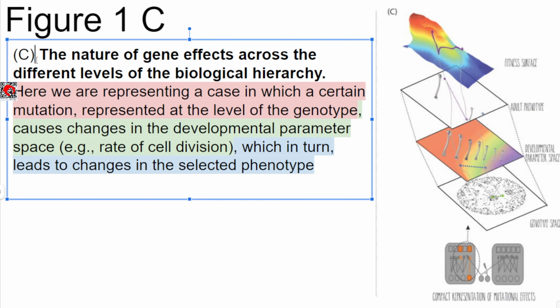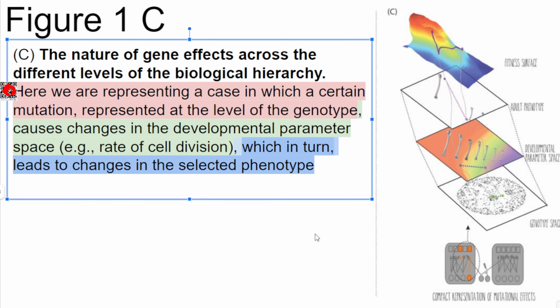Figure 1c. The nature of gene effects across the different levels of the biological hierarchy. Here we are representing a case in which a certain mutation represented at the level of genotype causes changes in the development parameter space, e.g. rate of cell division, which in turn leads to changes in the selected phenotype. So here's kind of an unpacking using a multiple landscapes visualization approach.